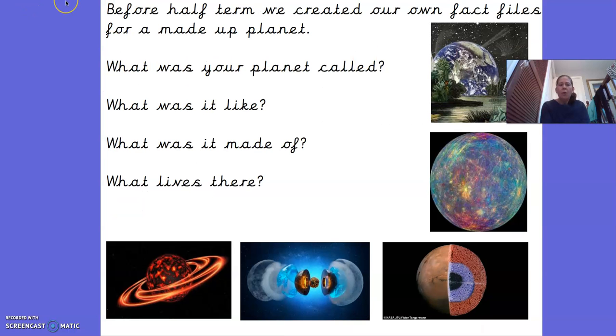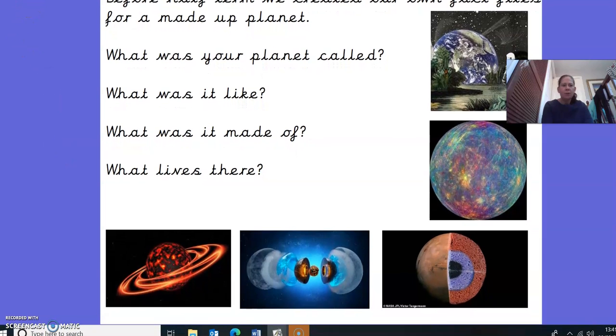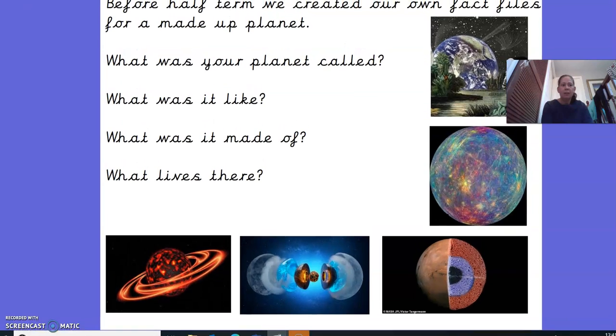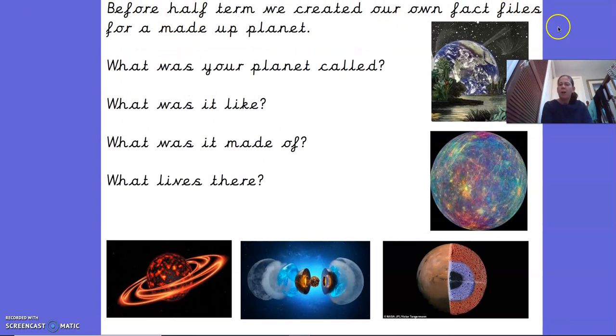Okay, so what we're going to do before half term, when we looked at our fact file about our planet, we had made up our own planet. Now I want you to be thinking, what was your planet called? What was it like? What was it made of? And who lives there? Maybe nobody lives on that planet. So this is where you might want to be reading through your design sheet that you did before half term to have a look at it.